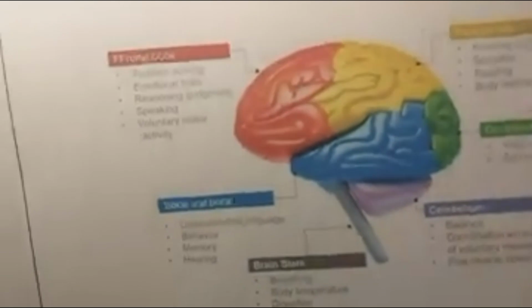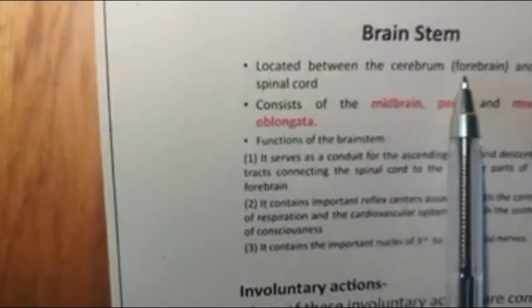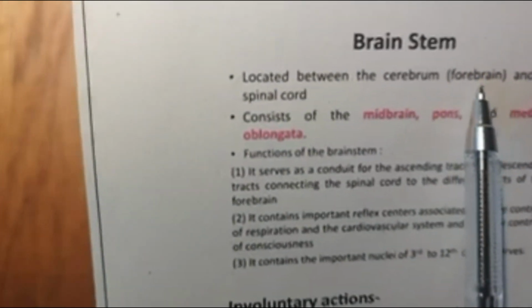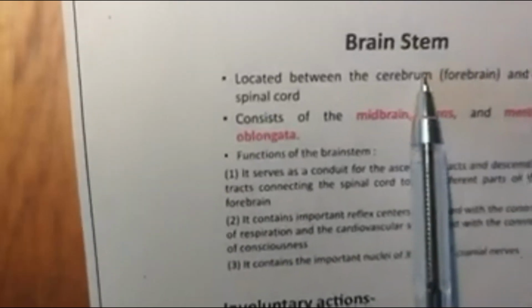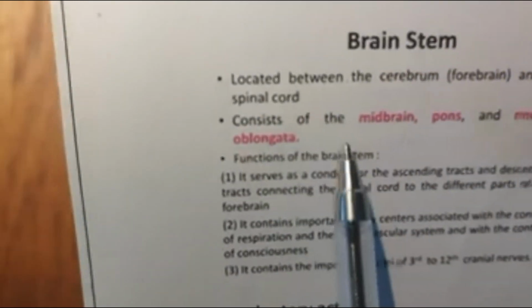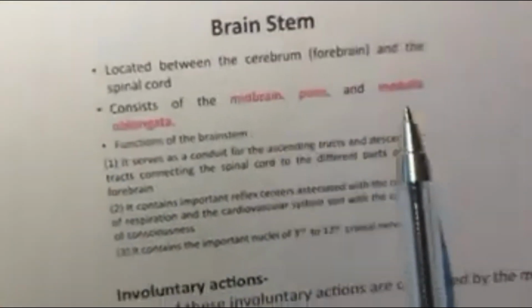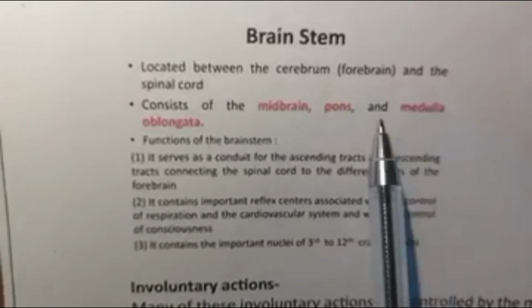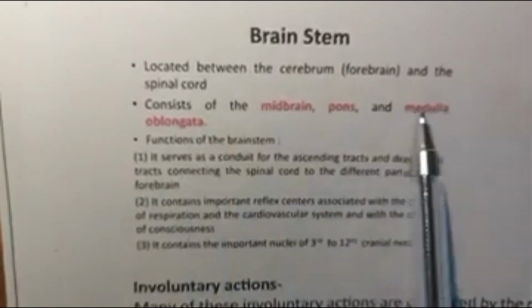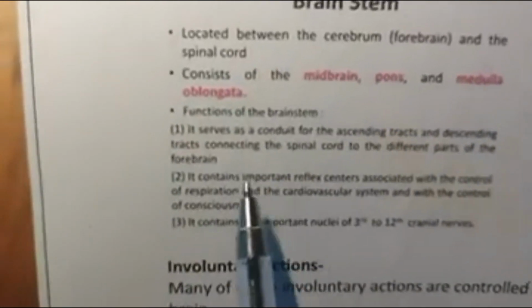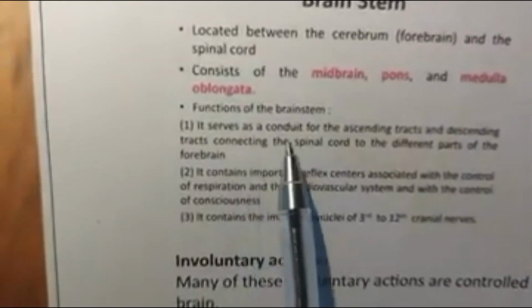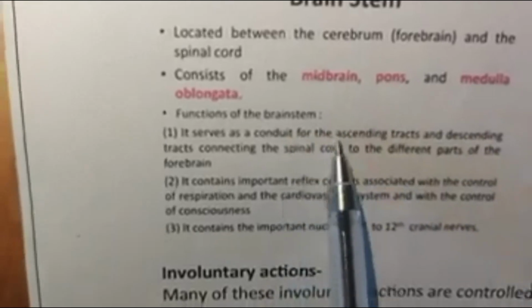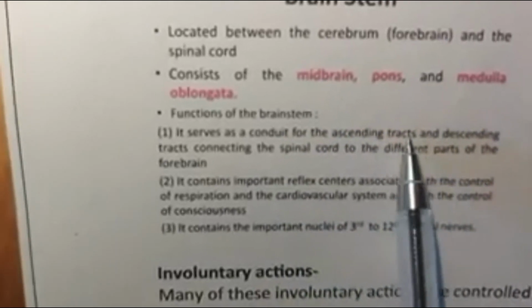We'll have a little more detailed look at brainstem function. So brainstem is located between cerebrum, that is forebrain. The forebrain is also called cerebrum, and the spinal cord. So it consists of midbrain, pons, and medulla. Remember, the complete name of medulla is medulla oblongata.